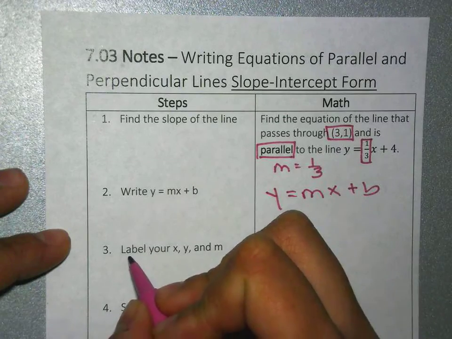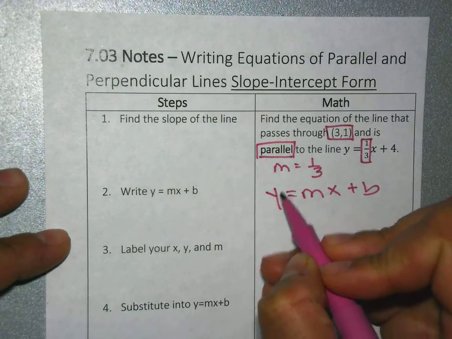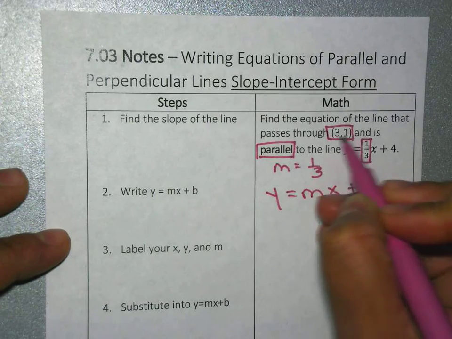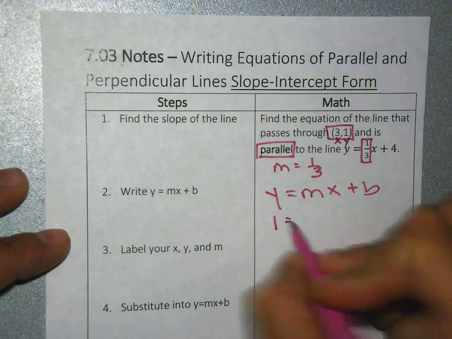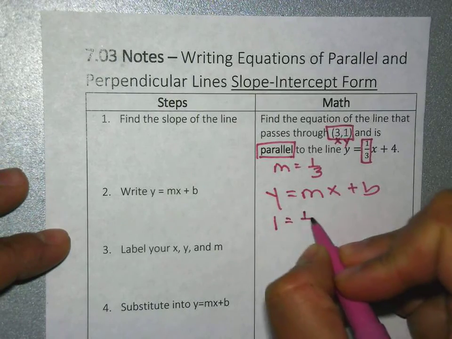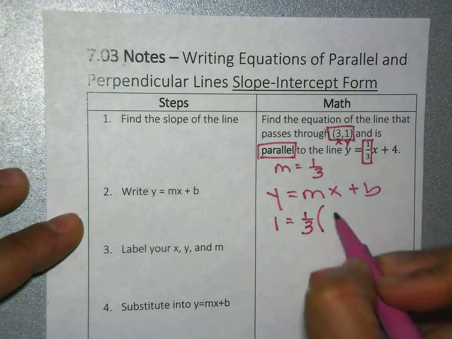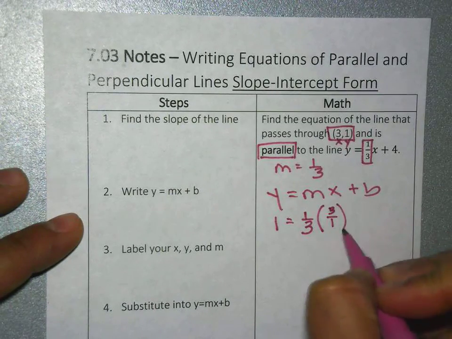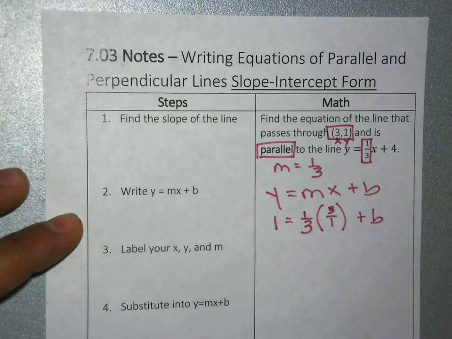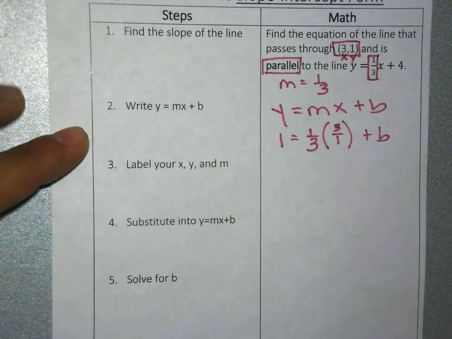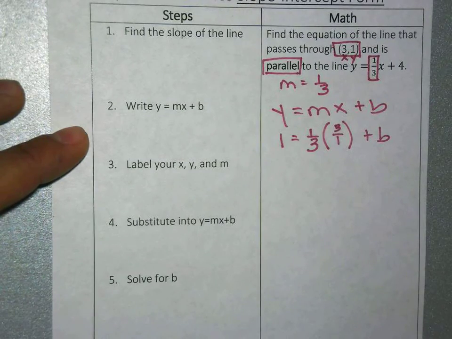I'm now going to label my x, my y, and my m. So I know that my y value is going to come from this coordinate that was given. So 1 equals, the slope is 1/3, times x, which is 3, I'm going to turn it into a fraction, plus b. So I've done steps 1 through 4, because I've substituted into my y equals mx plus b equation.